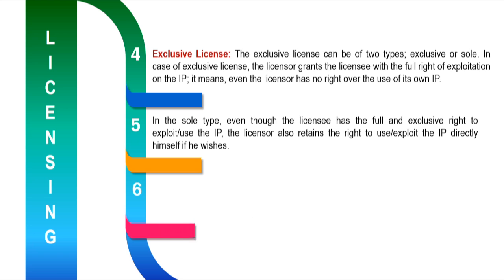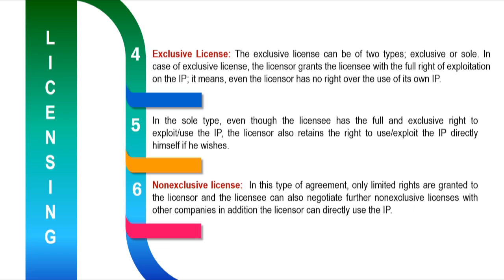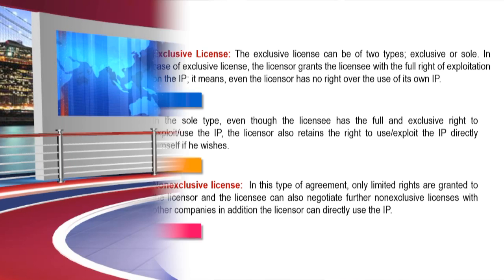In the second type of license, that is non-exclusive license, in this type of agreement only limited rights are granted to the licensee, and the licensor can also negotiate further non-exclusive licenses with other companies. In addition, the licensor can also directly use the IP. So, this is the non-exclusive type of license.